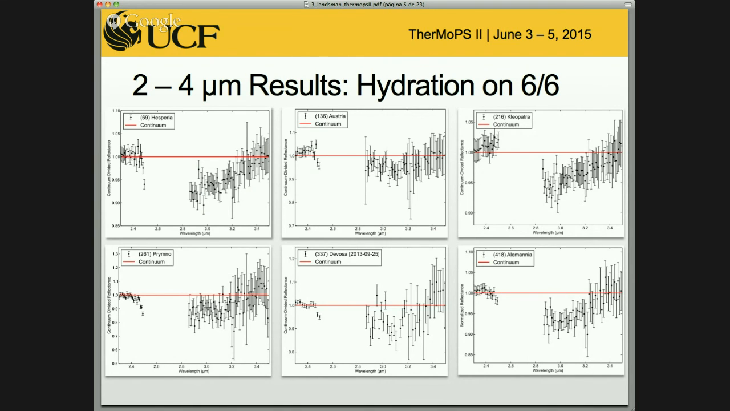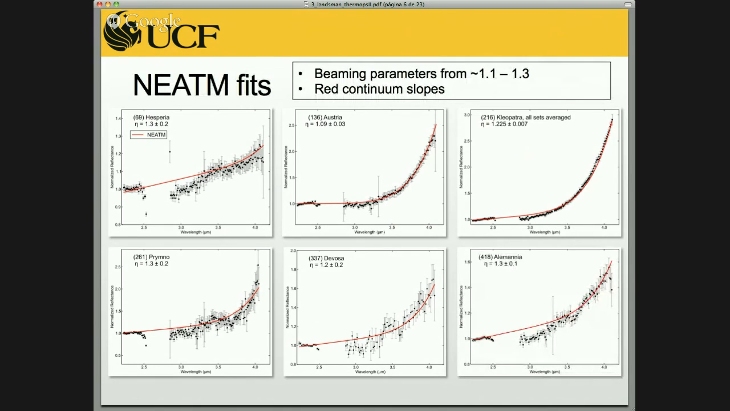So these are the same asteroids, and this is the zoomed out view. Here we have the full 2 to 4 micron region. And these have not been corrected for the thermal component or the continuum slope. So this is how they initially appeared. And then the red line is showing our best fit of the NEDM. We just used a simple thermal model, the NEDM, for these, and we allowed the beaming parameter to vary to get our best fit.